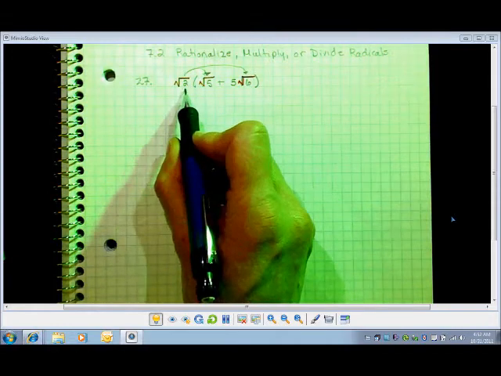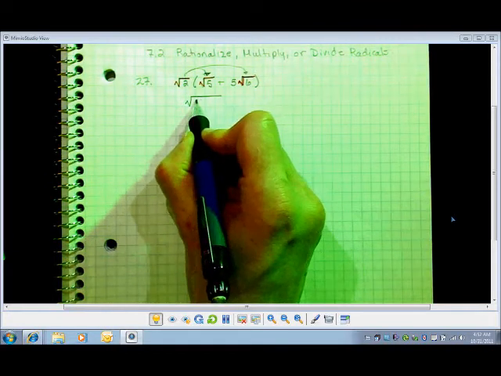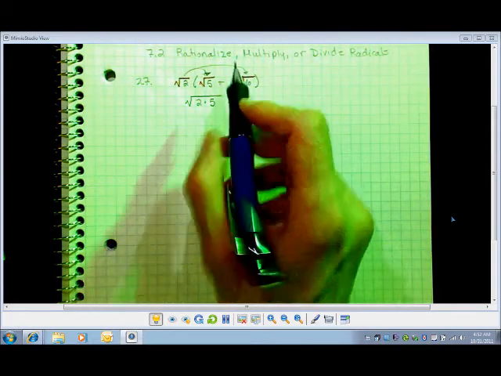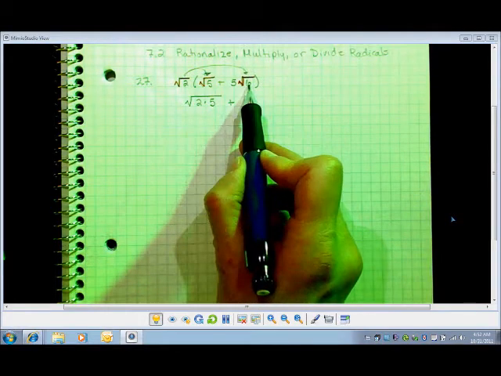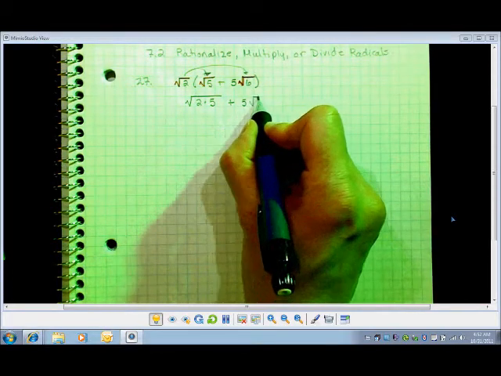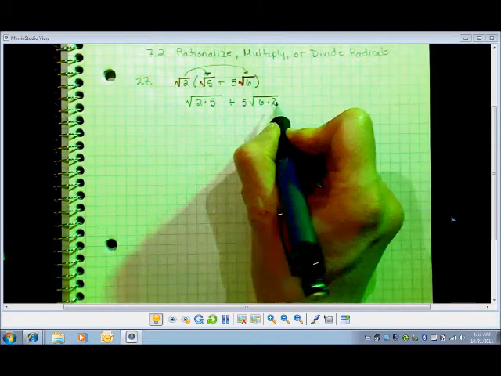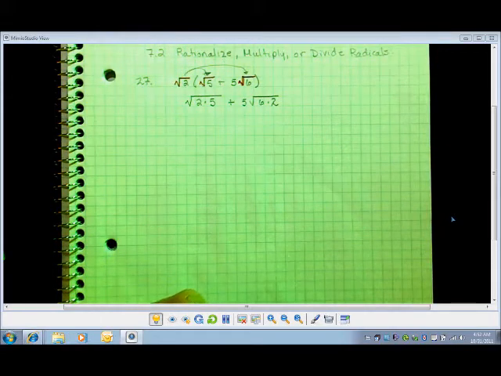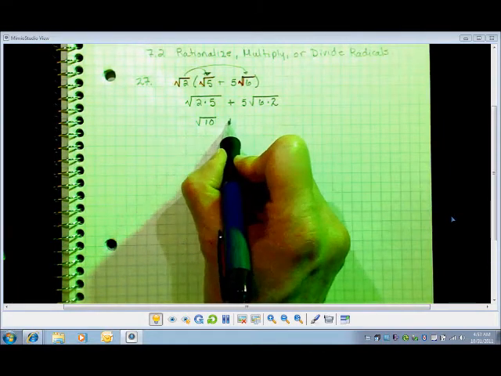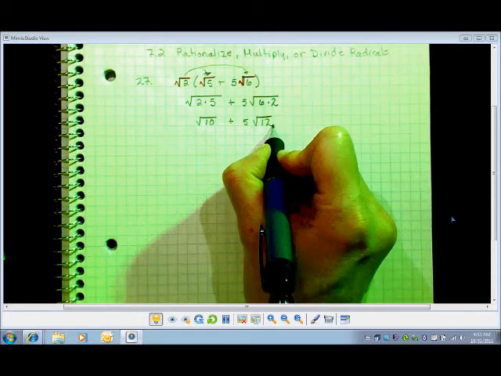So the square root of 2 times the square root of 5, since they're both under the same radical, I can write them both under the same radical. Same thing with the square root of 2 times the square root of 6. This is the same as 5 times the square root of 6 times 2, since they're both under the same radical. So this gives me the square root of 10 plus 5, the square root of 12.